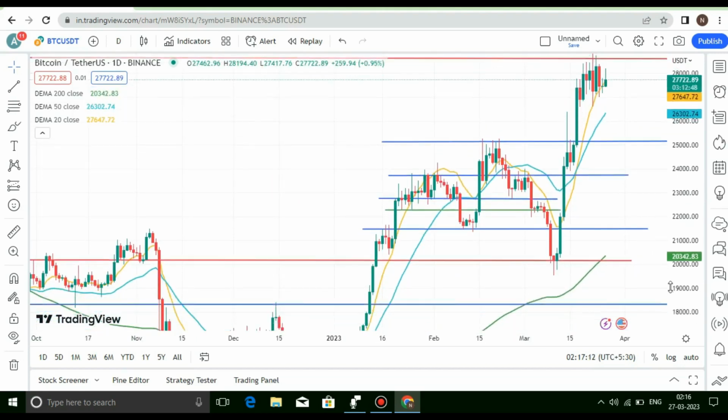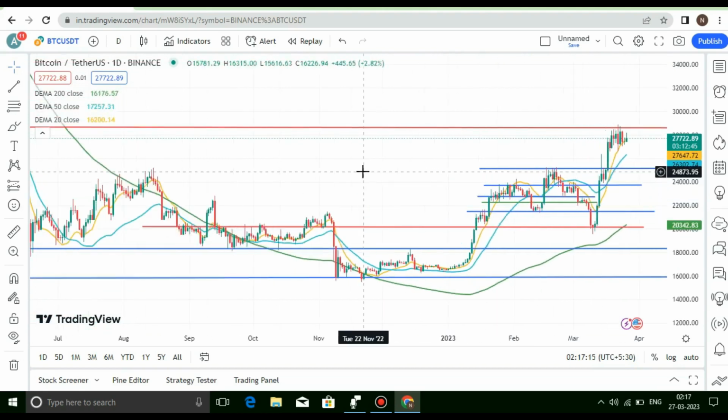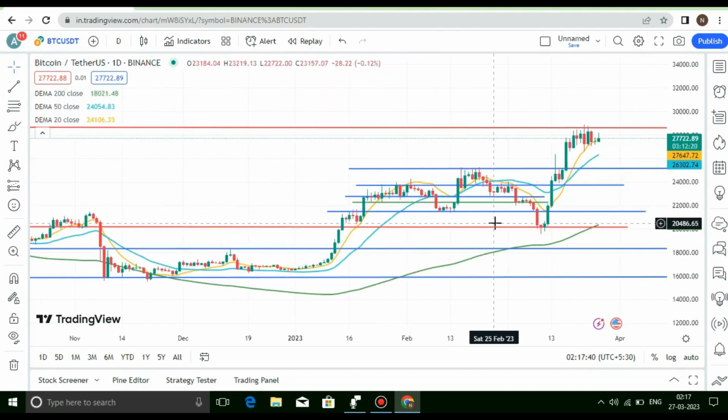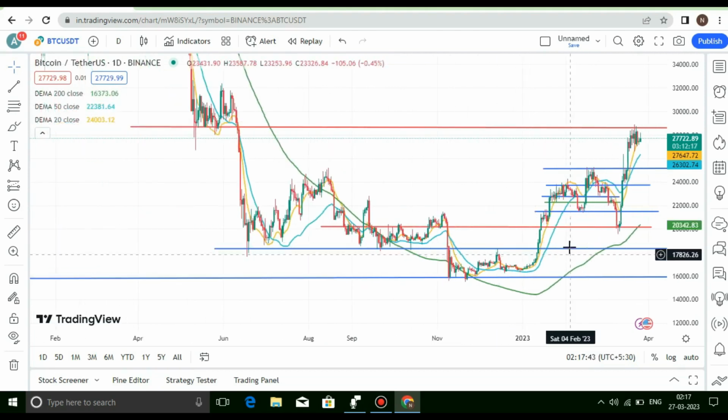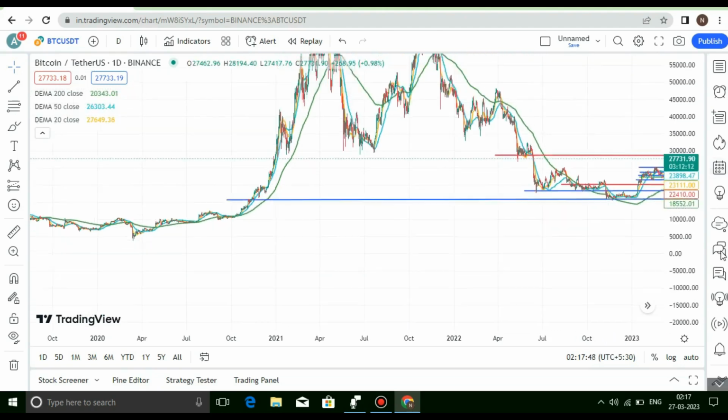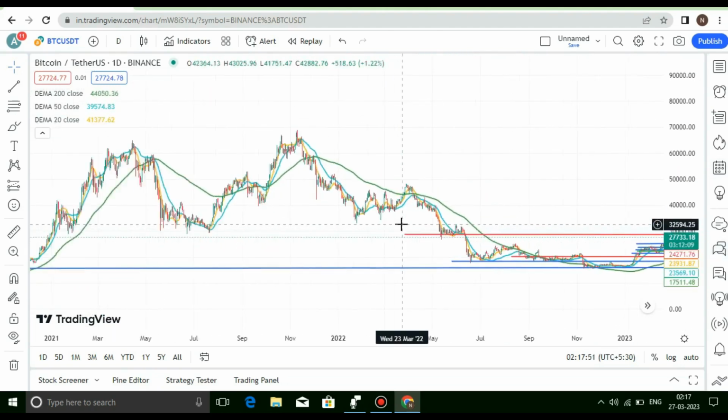Let us see what else we have in the Bitcoin chart. If you're a long-term trader, you should be looking at the crossover of the 200-day exponential moving average and the 50-day exponential moving average. So let's see the 200-day and 50-day exponential moving average crossovers. Let's find out where the crossovers have happened. The green line is the DEMA. We should be checking the historical movements of Bitcoin for these crossovers, because Bitcoin is bearish right now.